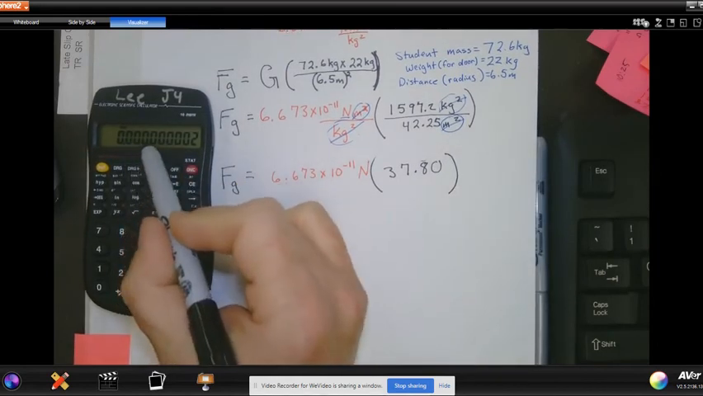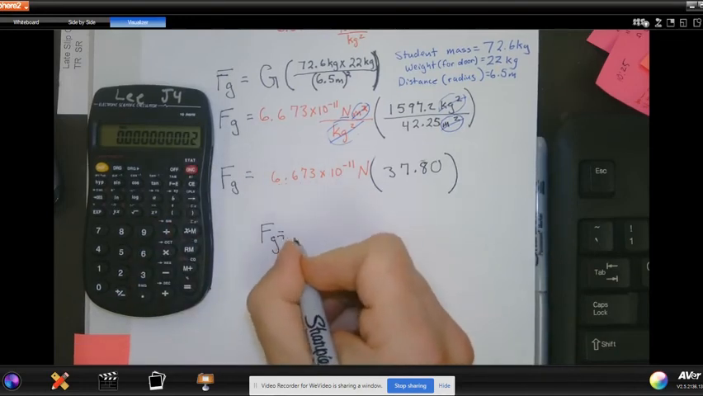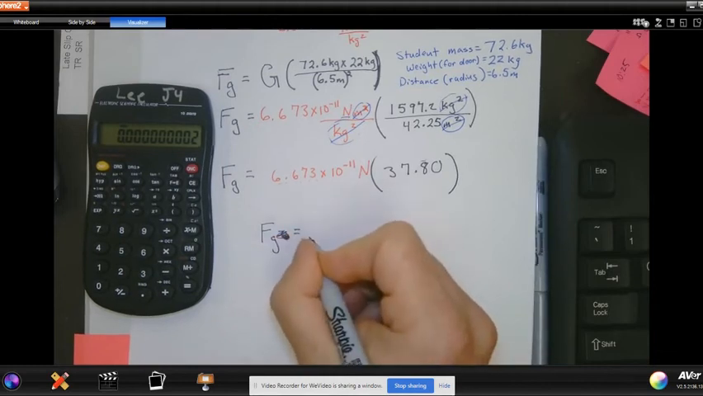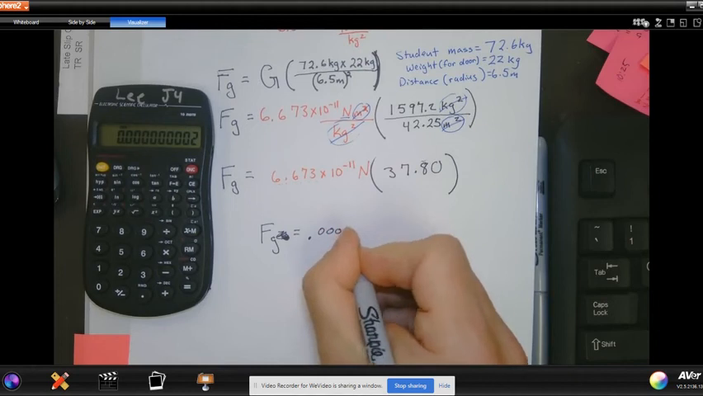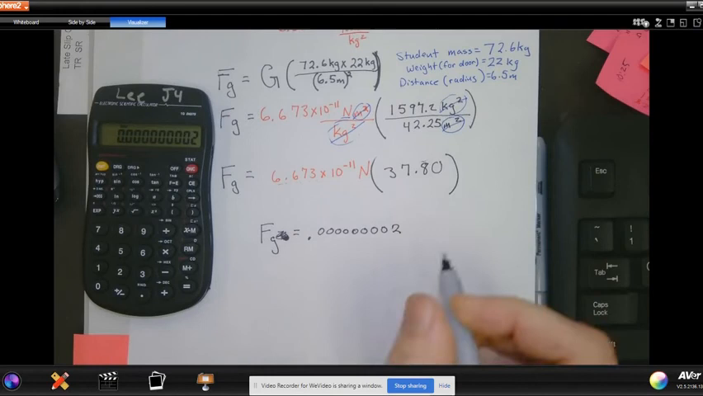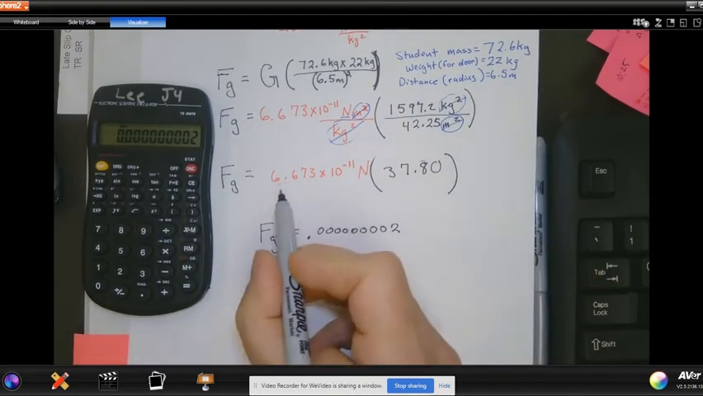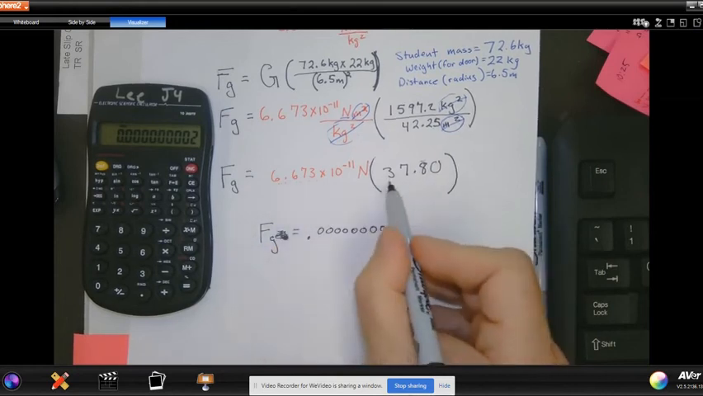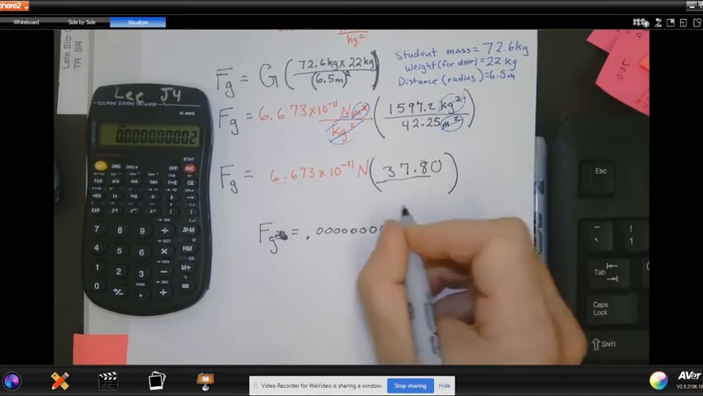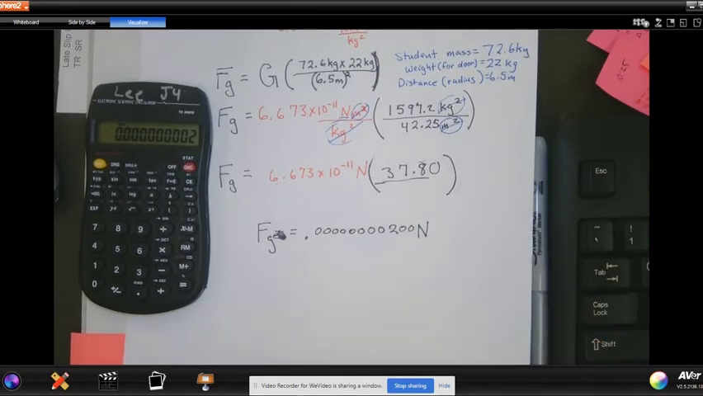How many zeros? 1, 2, 3, 4, 5, 6, 7, 8. So force of gravity equals 0.1, 2, 3, 4, 5, 6, 7, 8, and then there's a 2 after that. And do take into account, I think my calculator rounded off, but we have at least 3 significant figures right here. So it's actually going to be 2.200, and that's going to be in newtons.